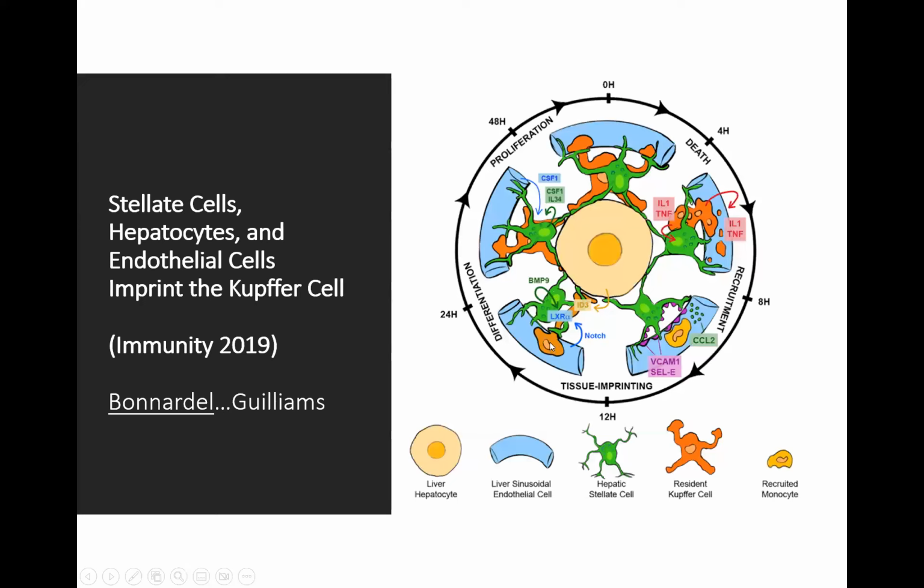And that monocyte reached out and touched the hepatocytes. That monocyte reached out and touched the stellate cell, which is really the fibroblast, if you will, of the liver. And it also touched the endothelium. And by touching all these different cells, it got information, molecules that are secreted by these cells that activated specific transcription factors within this monocyte to allow it to become this very sophisticated macrophage.